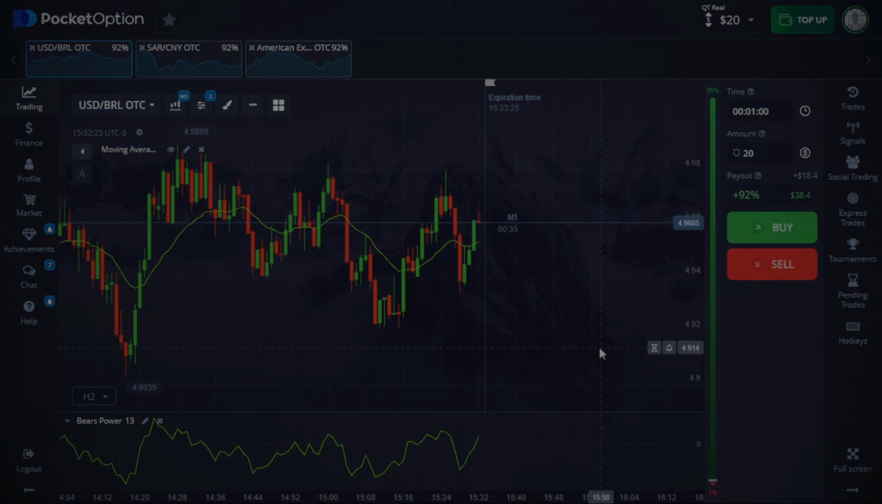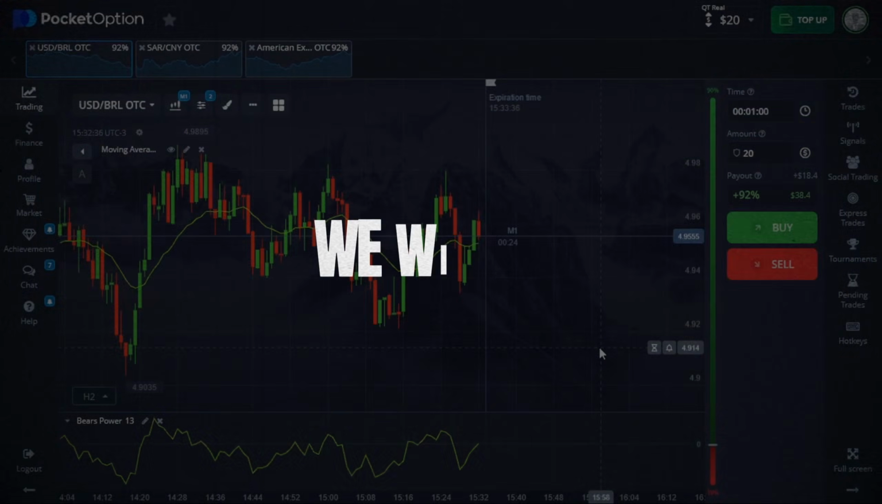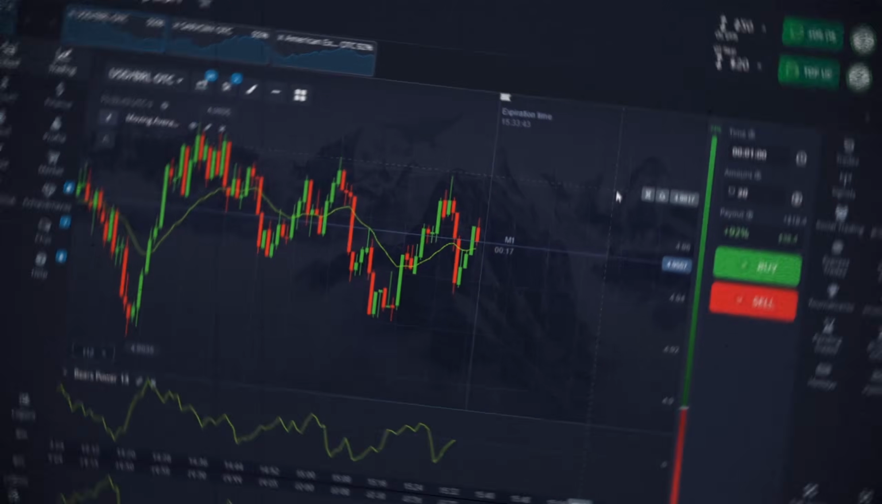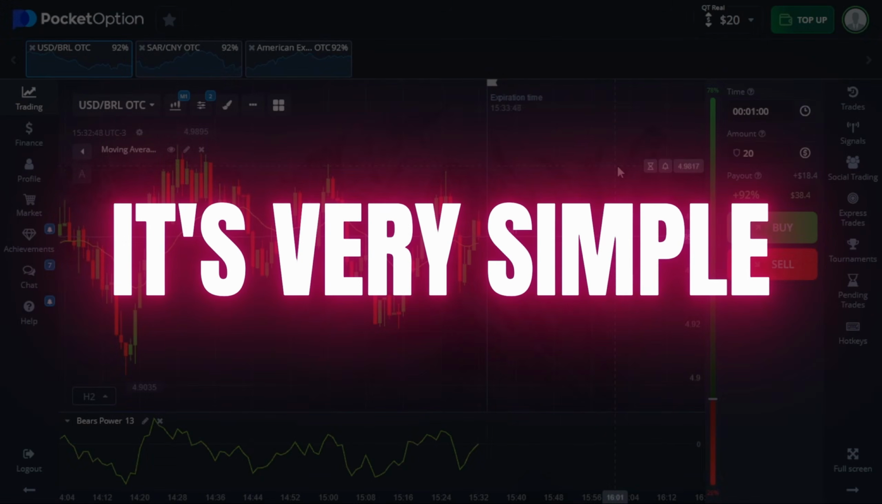Greetings everyone, I bring a new strategy. In this case it's for the OTC market. We are going to test two indicators. Let's start the account with $20 and take it through 100 or 4 trades applying compound interest. What is the strategy about? It's very simple.